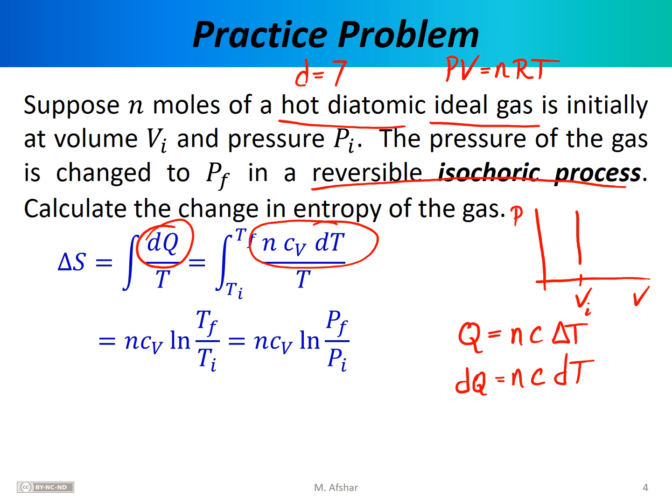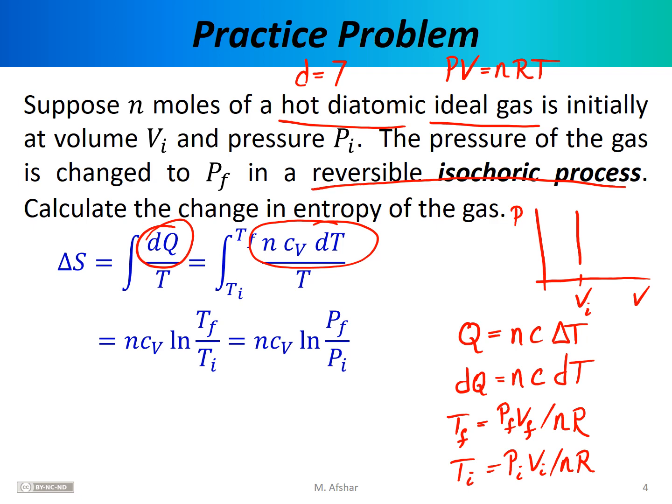A little more precisely, you can say that according to the ideal gas law, T_F must equal P_F V_F over nR, and T_I must equal P_I V_I over nR. And because this is an isochoric process, V_F and V_I must be equal to each other. So you can now see that T_F over T_I must be equal to P_F over P_I.